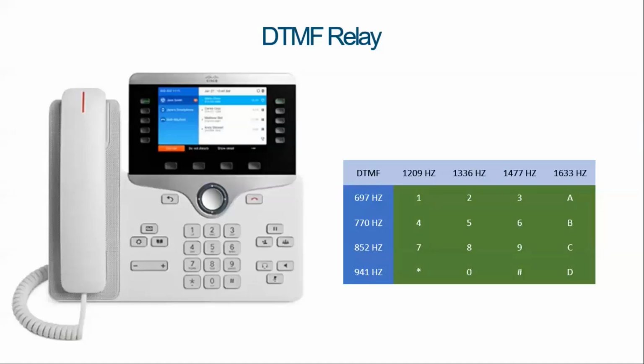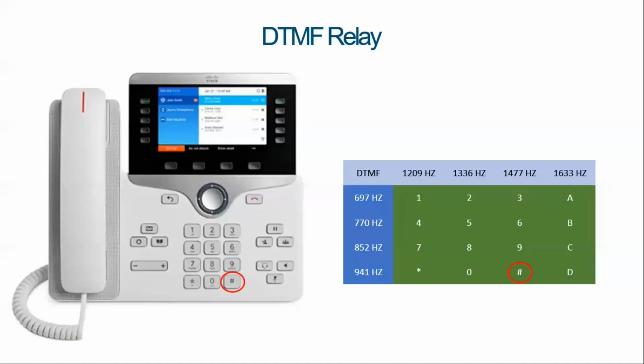The DTMF is a combination of two frequencies. One is the high frequency and the other is the low frequency. For instance, a caller presses 1. If you take a look in the chart, you see there are two frequencies selected for the digit pressed, 1: 1209 Hz and 697 Hz. If the caller presses hash, you can take a look at the reference chart that is given here. Two frequencies are generated, 1477 Hz and 941 Hz.